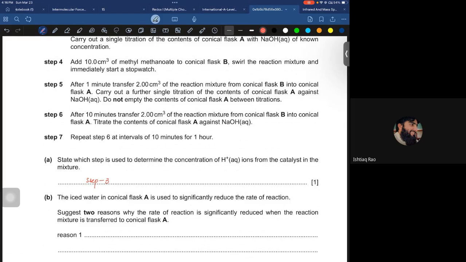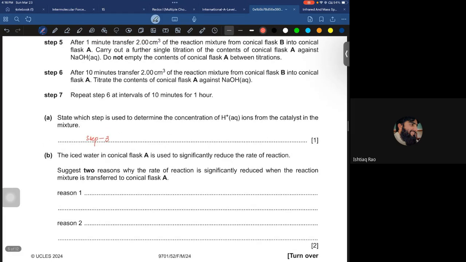They are saying state two reasons why the rate of reaction is significantly reduced when the reaction mixture is transferred to conical flask A. The same thing that I told you, that temperature decreases. That's the reason. When the temperature decreases, the rate decreases. They are asking for two reasons.